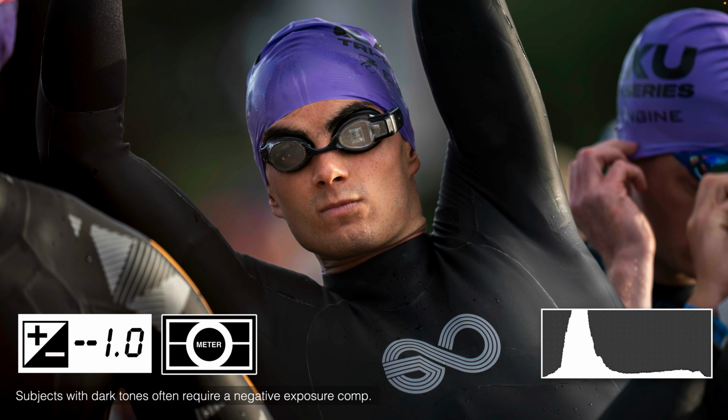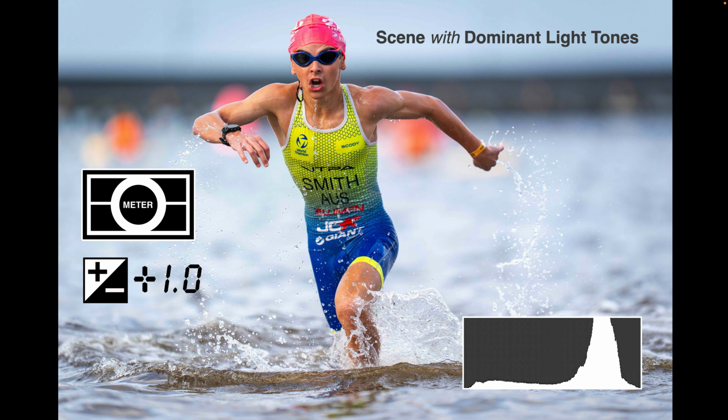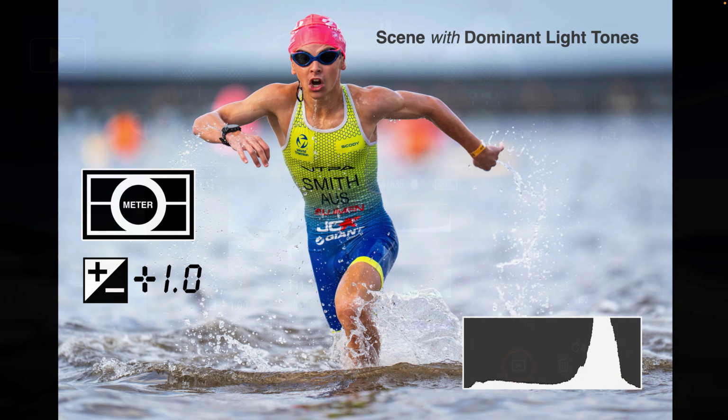Now this means that sometimes if we're shooting in an automatic exposure program such as aperture priority, if we don't think that the exposure is quite right, we could lower the exposure. This is often the case when the scene is dominated by dark tones, or we can lighten the exposure using the exposure compensation dial, and this is often the case when the scene is dominated with lighter tones.